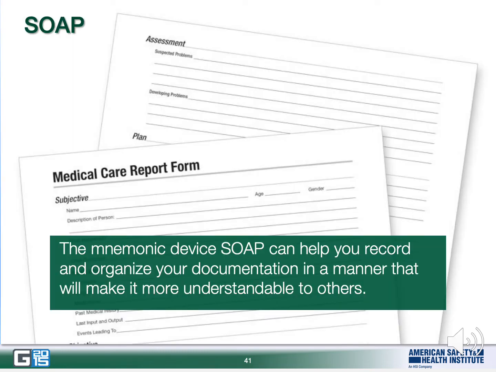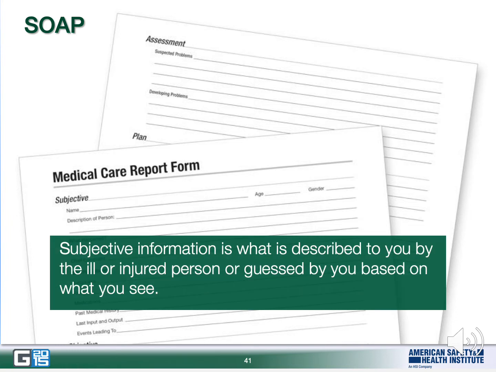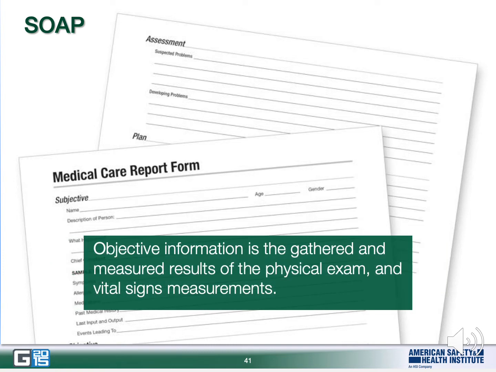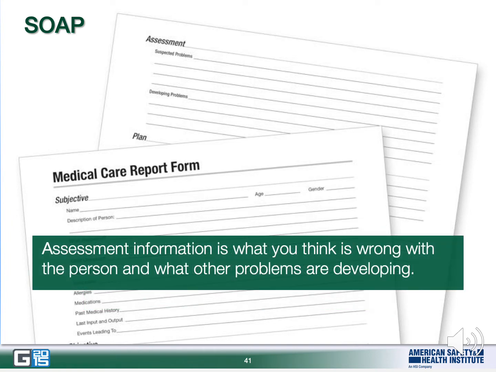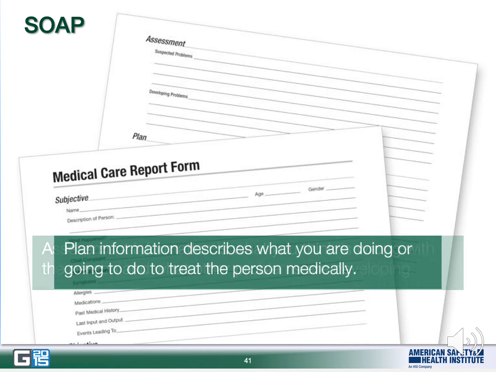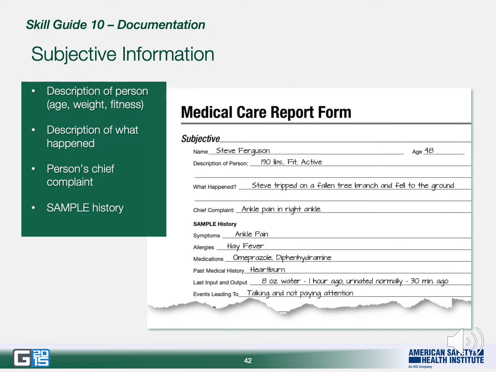All right, so SOAP notes. The mnemonic device SOAP can help you record and organize your documents in a manner that will make it more understandable to others. So, subject information, that's the S. O is objective information. A is assessment information. P is a plan. What are you going to do with them?